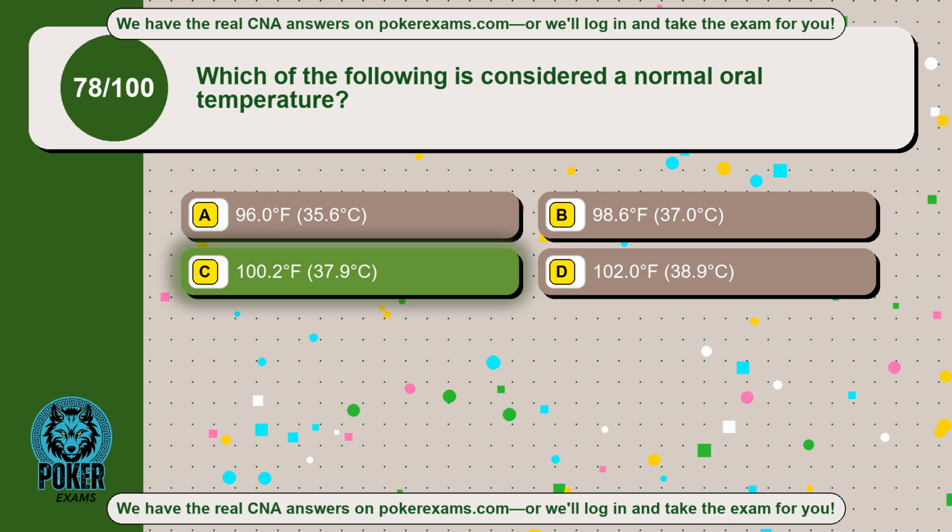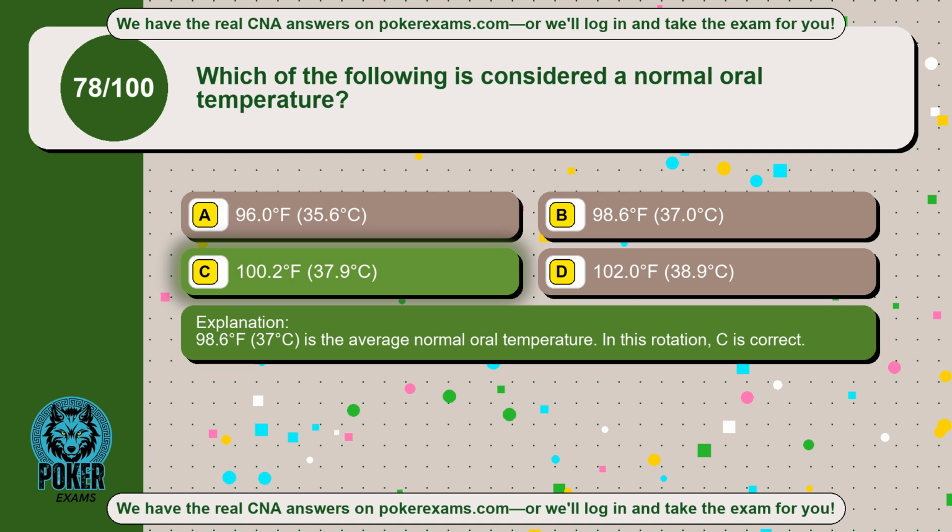100.2 degrees Fahrenheit, 37.9 degrees Celsius. 98.6 degrees Fahrenheit, 37 degrees Celsius, is the average normal oral temperature. In this rotation, C is correct.